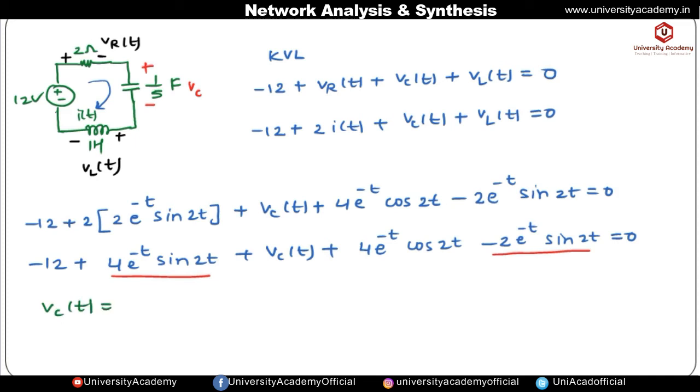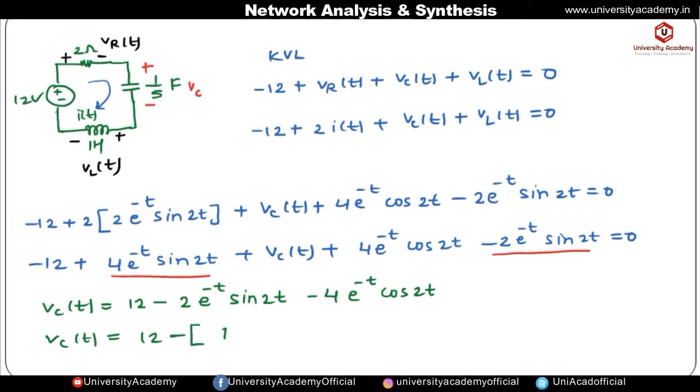So this will be equal to plus 12 and it will be equal to plus 2. So when it goes to the right hand side, it will become minus of 2 into e to the power minus of t into sine of 2t. This will also become minus of 4 into e to the power minus of t into cos of 2t. So we can take 2 common, that is, let us take minus common, so it will be equal to 4 into e to the power minus of t.